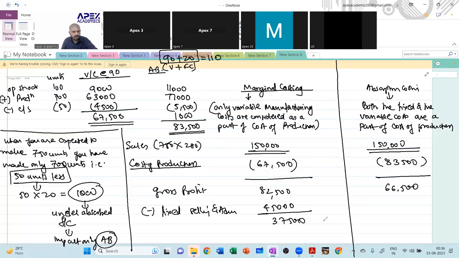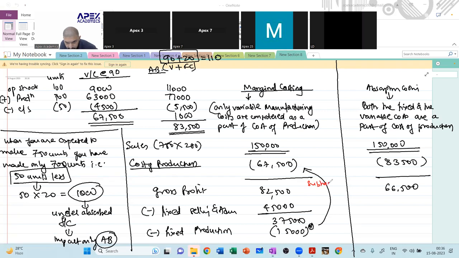Yeah, this fixed selling minus fixed production 15,000. This was not considered here. This is subtracted here. Subtracted cost, not considered only. This 67,500 does not have a single element of fixed cost. There is no fixed cost element in this.